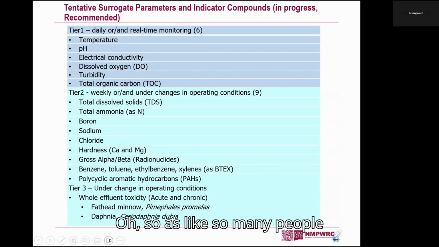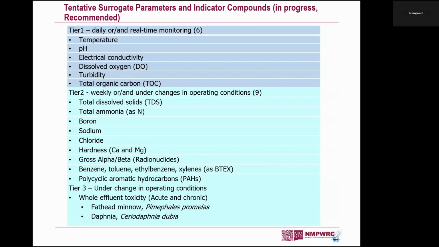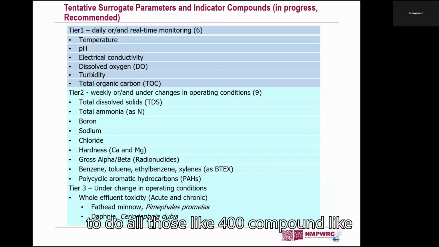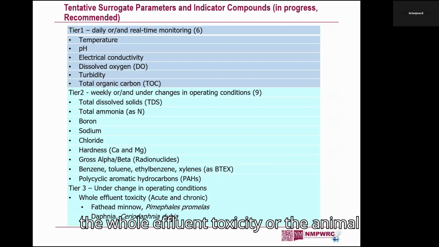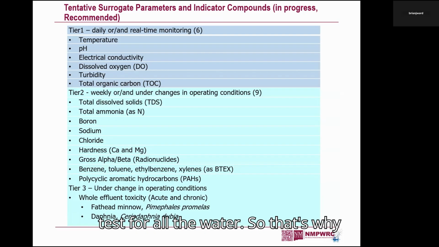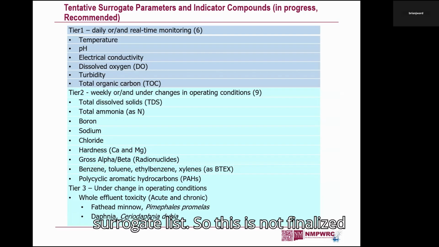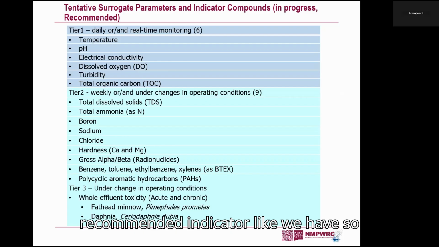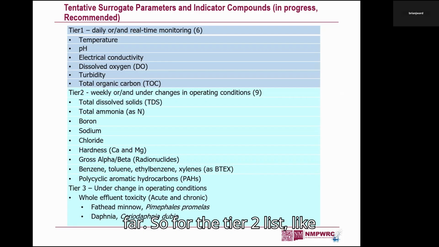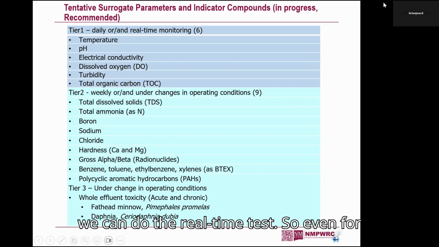As many people mentioned, it's not really feasible to do all those 400 compound target analysis, non-target analysis, whole effluent toxicity, or animal tests for all the water. That's why we are working on a surrogate list. This is not a finalized list, but it is a set of recommended indicators we have so far. For the tier 2 list, for all the parameters, actually we can do real-time tests.